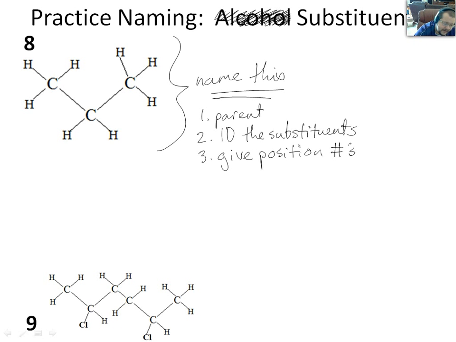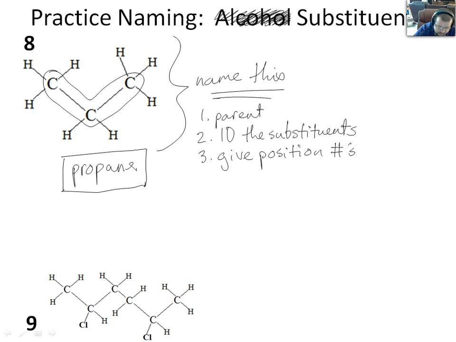Alright, so step 1, parent chain: 3 carbons. We have to ID substituents next, and I see nothing hanging off other than hydrogens, and we don't have to name hydrogens. So, my parent being 3 carbons long, the prefix is prop, the ending is ane. I've got propane here. And since I don't have anything hanging off, I don't have to worry about naming substituents or giving position numbers. This is just propane.